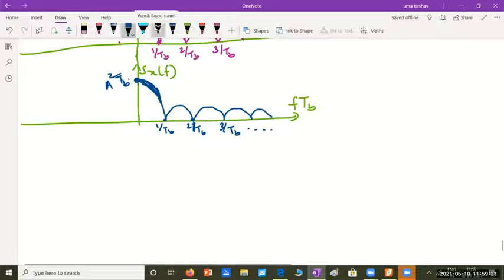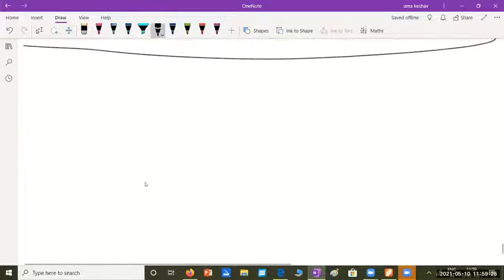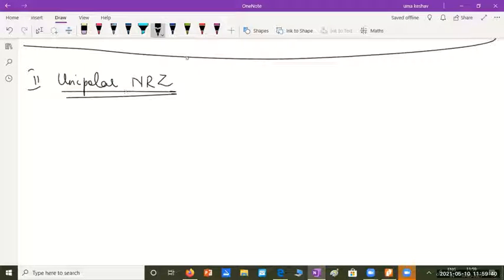Okay, then I'll proceed with the second type of line code, that is unipolar NRZ. So we'll proceed to find the power spectral density of unipolar NRZ. So how do we start with this? First, draw the waveform and write the equation. What is unipolar NRZ? Somebody should tell me fast.